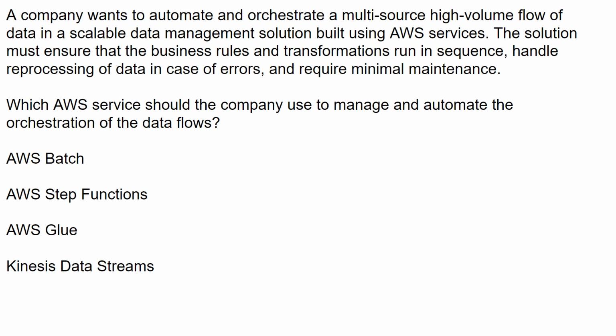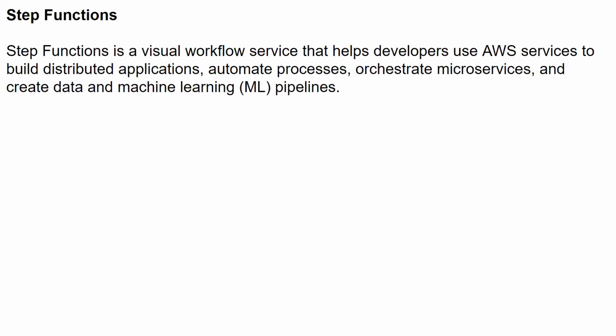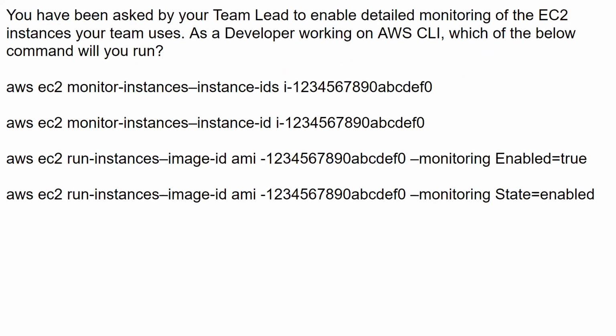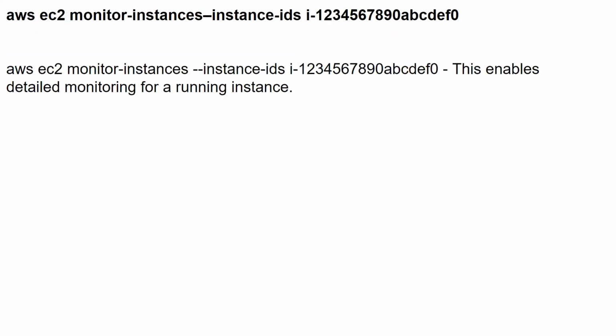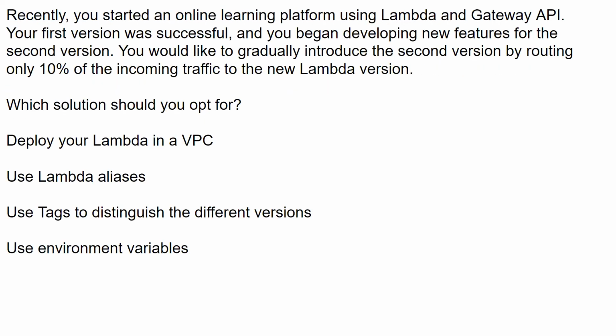Batch, Step Functions, Glue, Kinesis Data Streams. Step Functions is a visual workflow service that helps developers use AWS to build this. Okay. I know this one already. Let's go past it.